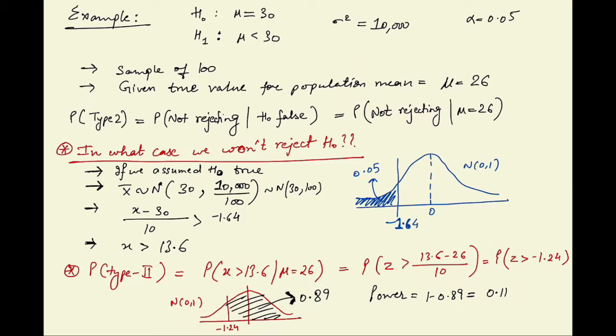Now let's see a small example of how we can calculate the probability of a type 2 error or power. So let's say we have a population, and the null hypothesis is that the population mean is 30, but the alternate hypothesis is that the population mean is less than 30. We are given that the population variance is 10,000 and the significance level is 0.05.